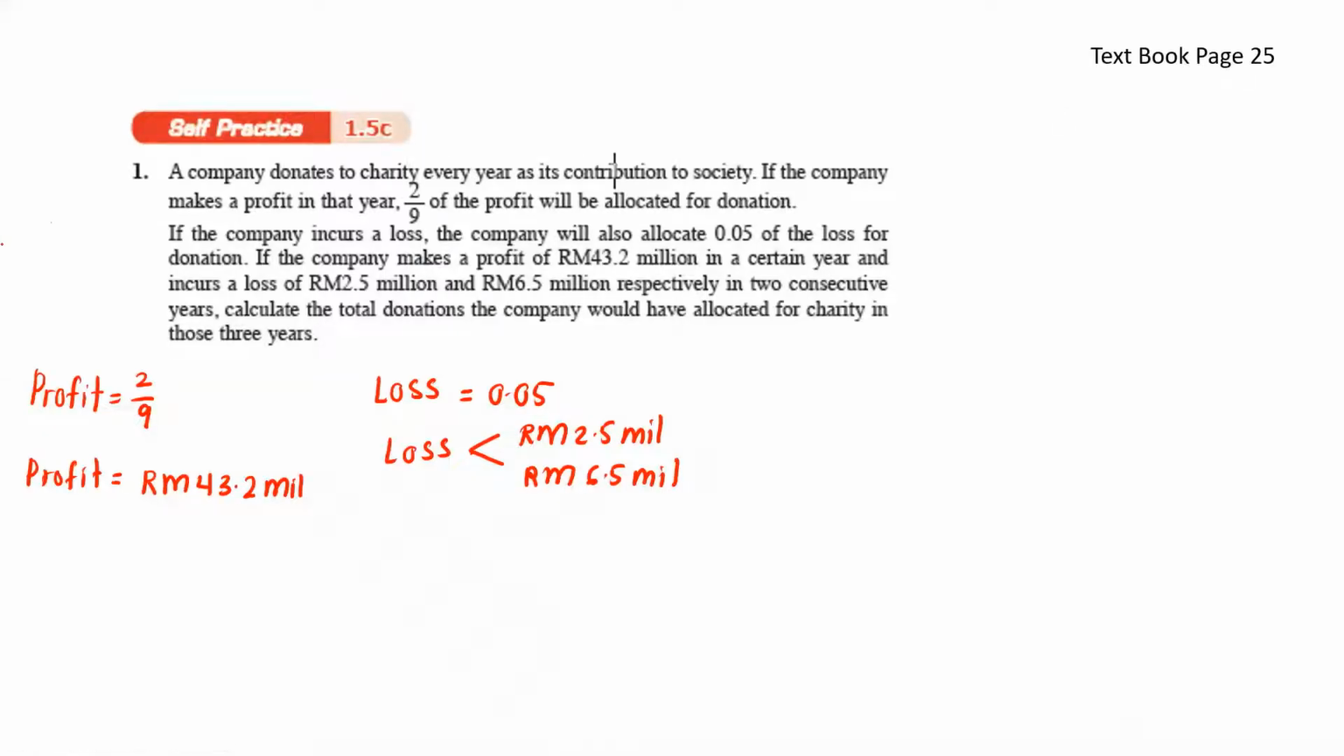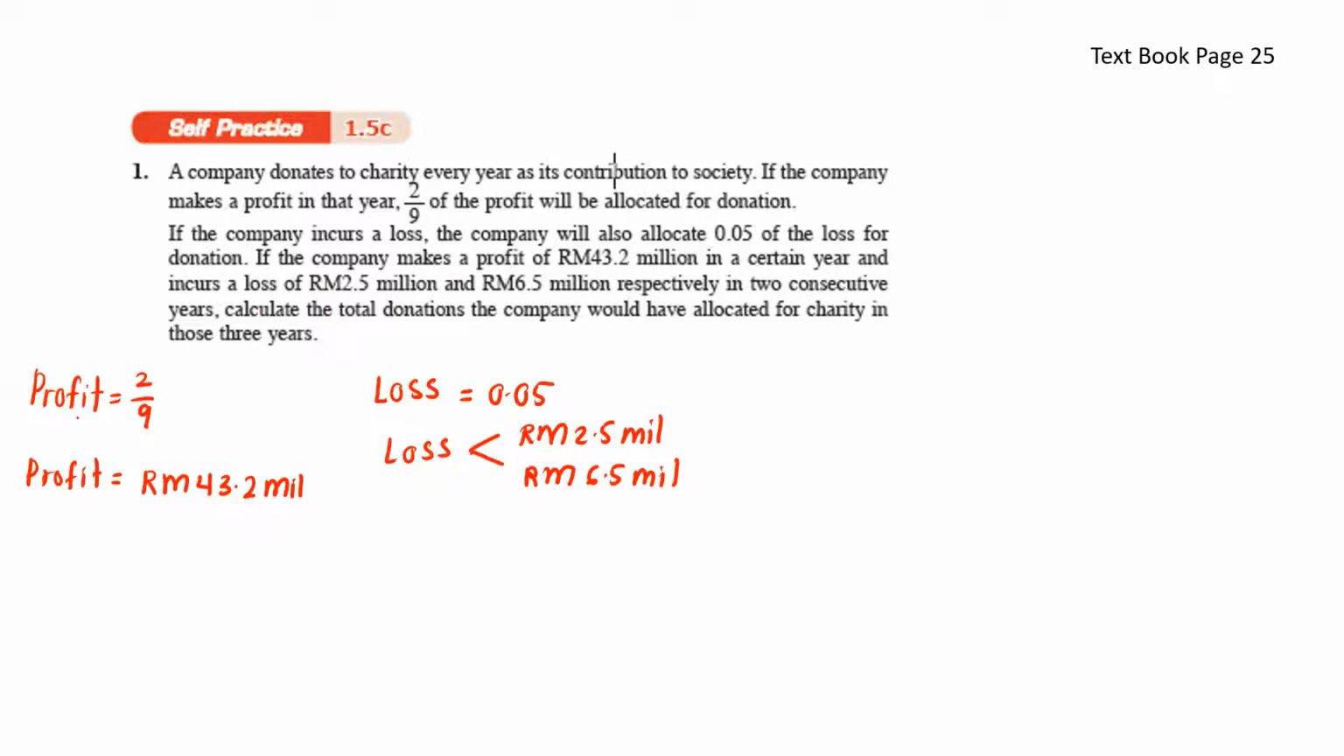Next, let's take a look at self-practice 1.5c. A company donates to charity every year as its contribution to society. If the company makes a profit in that year, 2 over 9 of the profit will be allocated for donation. If the company incurs a loss, the company will also allocate 0.05 of the loss for donation. If the company makes a profit of Rm 43.2 million in a certain year and incurs a loss of Rm 2.5 million and 6.5 million respectively in 2 consecutive years, calculate the total donations the company would have allocated for charity in those 3 years.